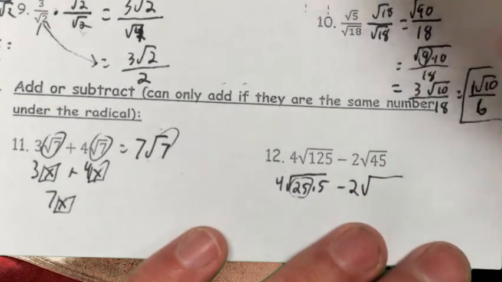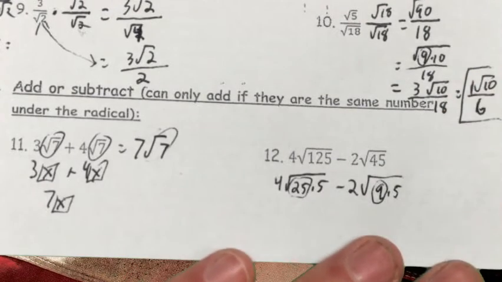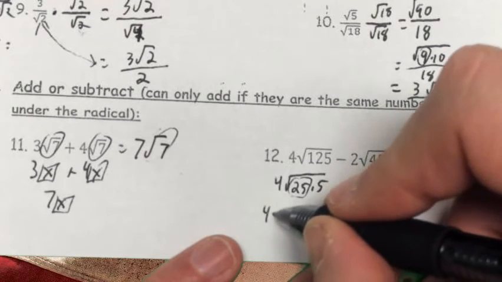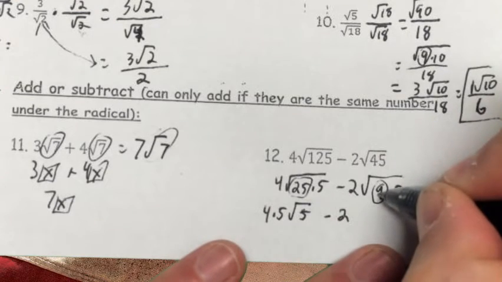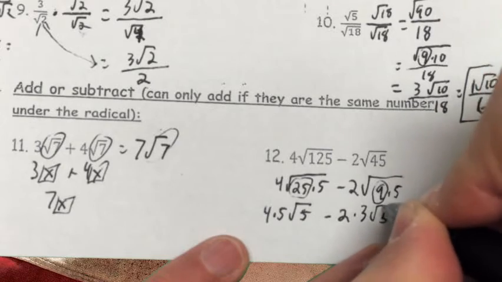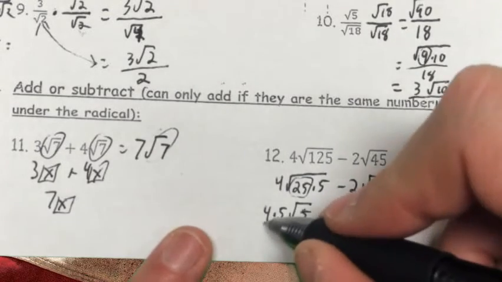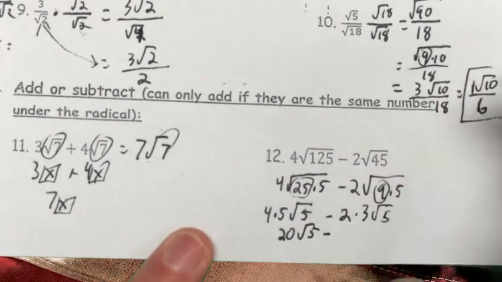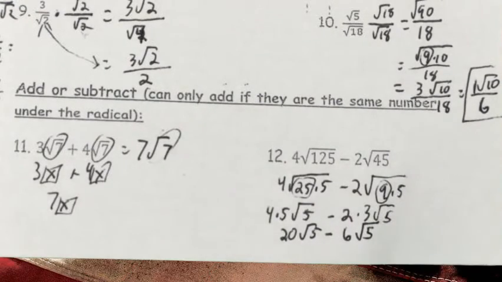We actually did this one up at number 1. You can look back at it. This one is 9 times 5, and I'm going to circle that. So 25 comes out as 4 times 5 times the square root of 5, minus 2, square root of 9 comes out as a 3 times the square root of 5. Let's go ahead and simplify these down. 4 times 5 is 20 root 5 minus 2 times 3 is 6 square root 5.